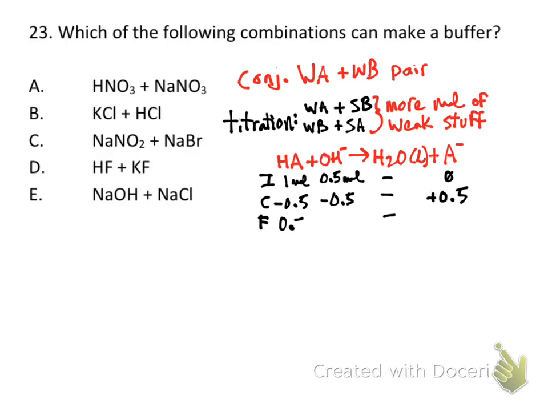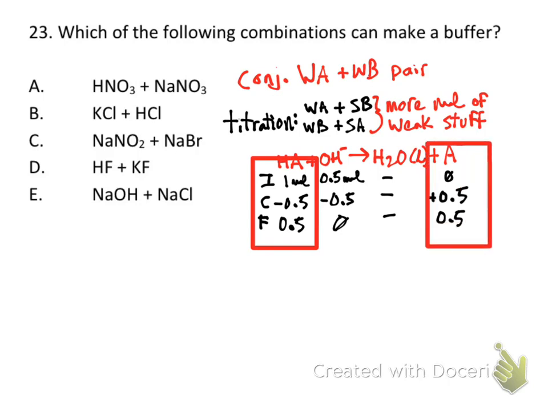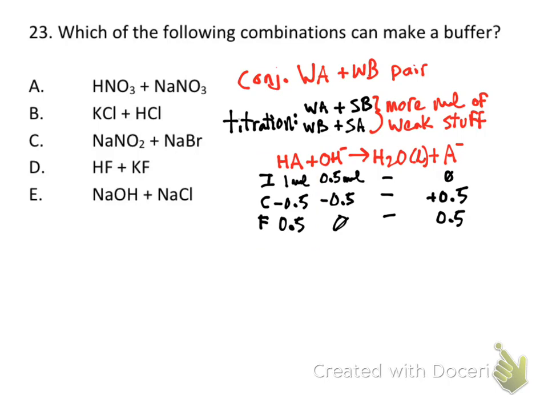What did we just do? Well, after the reaction, we'll have 0.5 moles of the HA, we'll have 0.5 moles of the A minus. Oh my goodness, look at that! We have a conjugate weak acid, weak base pair together in appreciable concentrations, we have a buffer! So we can make a buffer through a titration. A weak acid plus a strong base, or a weak base plus a strong acid, but we need to have more moles of the weak stuff. Otherwise, we break our buffer.